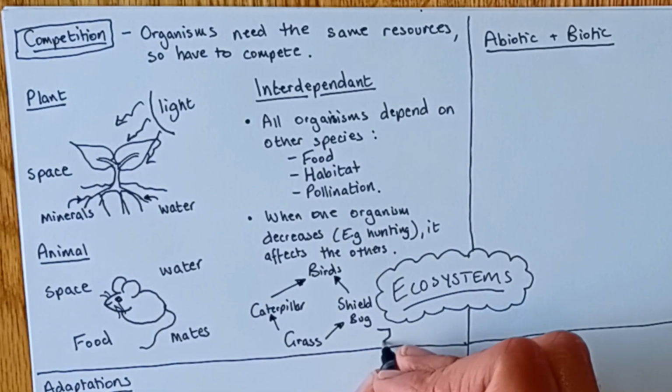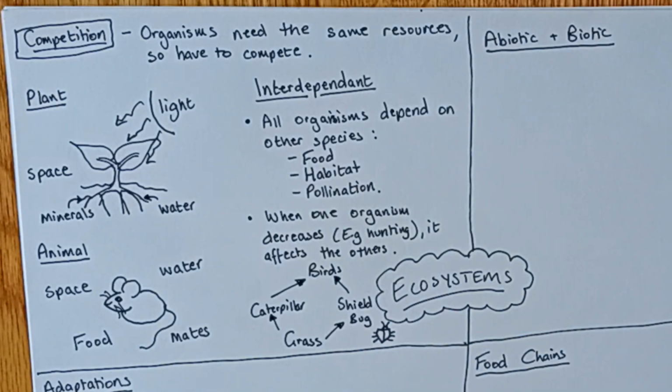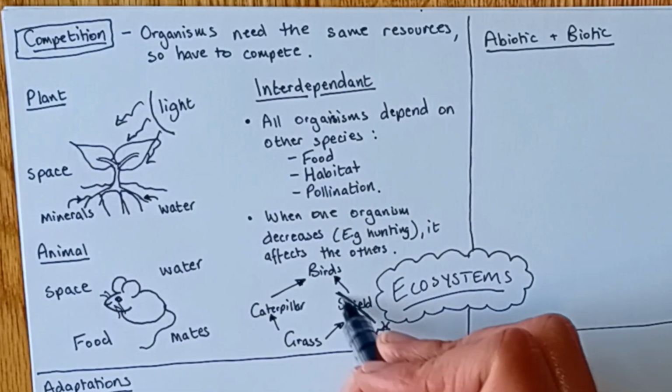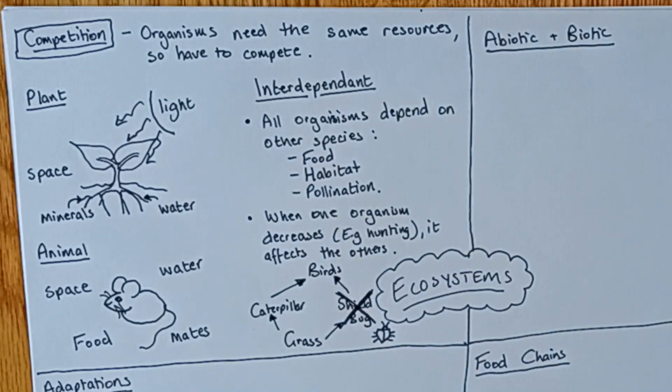Let's just draw a little shield bug. So they look like that. They literally look like they've got shields as backs. Let's say that something decreases the population of shield bugs. That means that the birds are going to eat more caterpillars. So not only does the shield bug population go down, the caterpillar population goes down. And if the shield bug and the caterpillar population goes down, the grass is going to go up because less of it is being eaten.